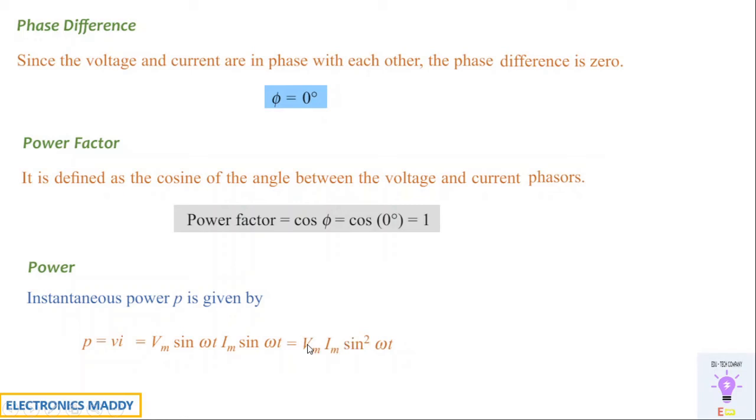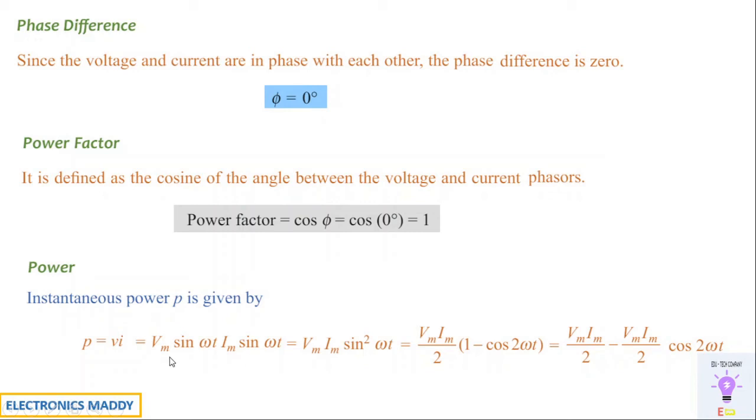Substituting for that, I will be rewriting the value of this quantity. Sine into sine is multiplied, that is sine square omega t, and Vm Im are assembled together. Now sine square omega t can be written as (1 minus cos 2 omega t) by 2, by the trigonometric relationship. Further that can be simplified as Vm Im by 2, multiplying it inside, and minus Vm Im by 2 cos of 2 omega t.